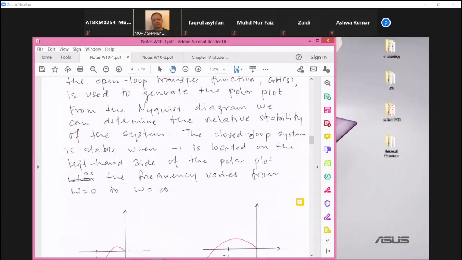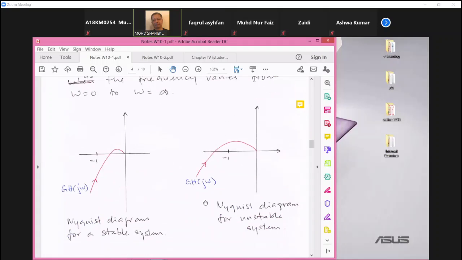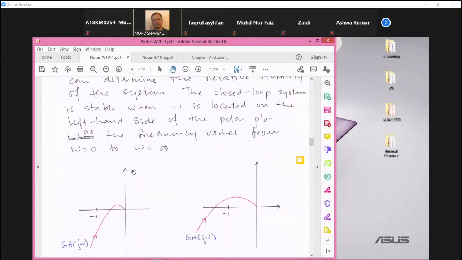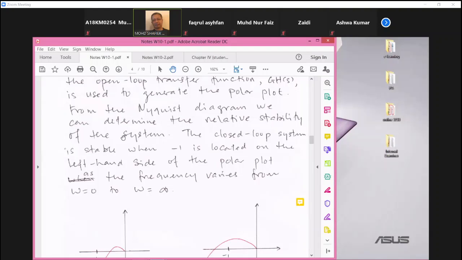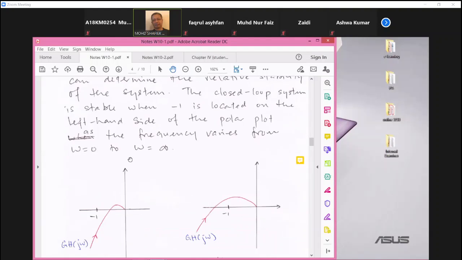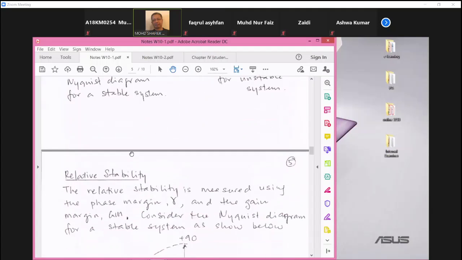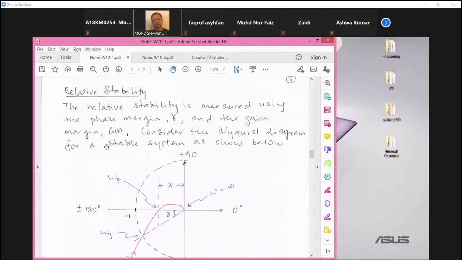We can only talk about relative stability for a stable system. There's no point in talking about relative stability if the system is unstable in the first place. So when you want to talk about relative stability, we need to go to a stable system. For a stable system, we can now evaluate the relative stability.